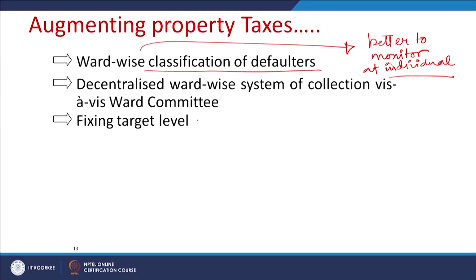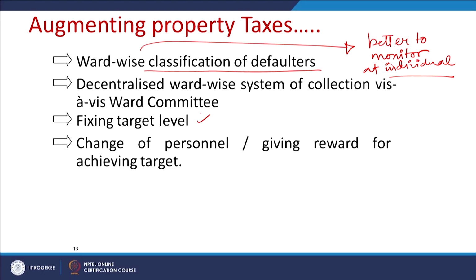Then fix target levels for the ward committees, change of personnel, giving reward for the achievement of targets. For ward committees and the people who are working at the local level, it is important to give reward. Reward may not always be in financial terms. Some rewards could be in terms of mentioning or publishing the name, giving certificates. Many rewarding procedures could be there, but financial reward definitely motivates people for better performance.